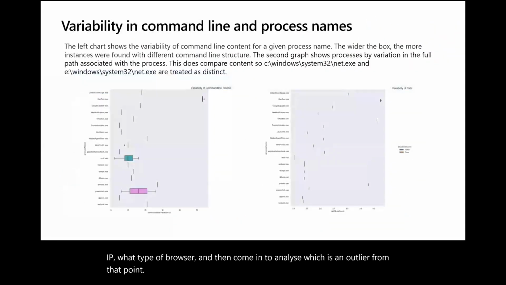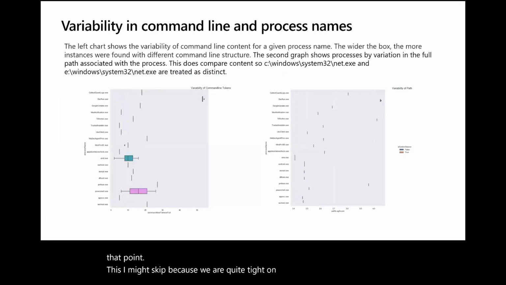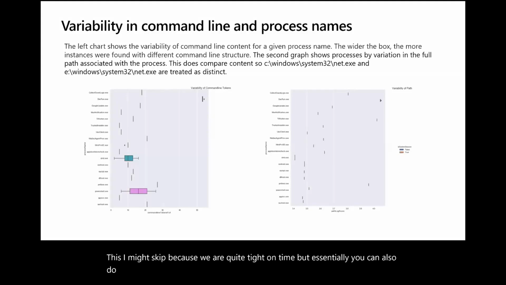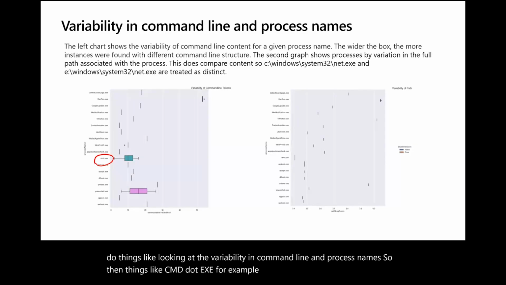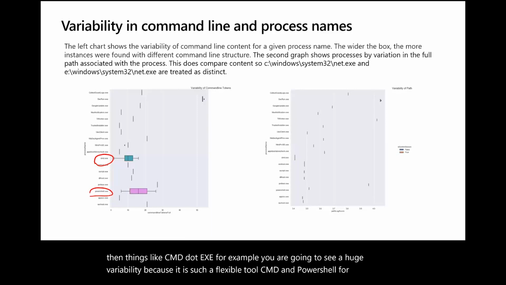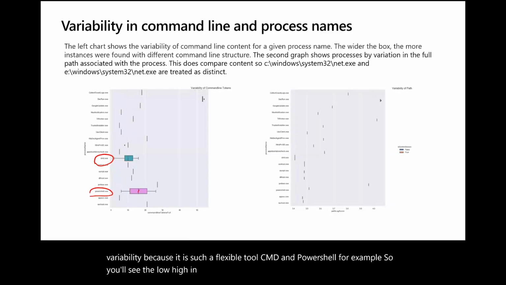This I might skip because we are quite tight on time. But essentially, you can also do things like looking at the variability in command line and process names. Certain things like cmd.exe, for example, you're going to see a huge variability because it is such a flexible tool, CMD and PowerShell, for example. So you'll see the low, high, and the median in between to exhibit a lot of variability.